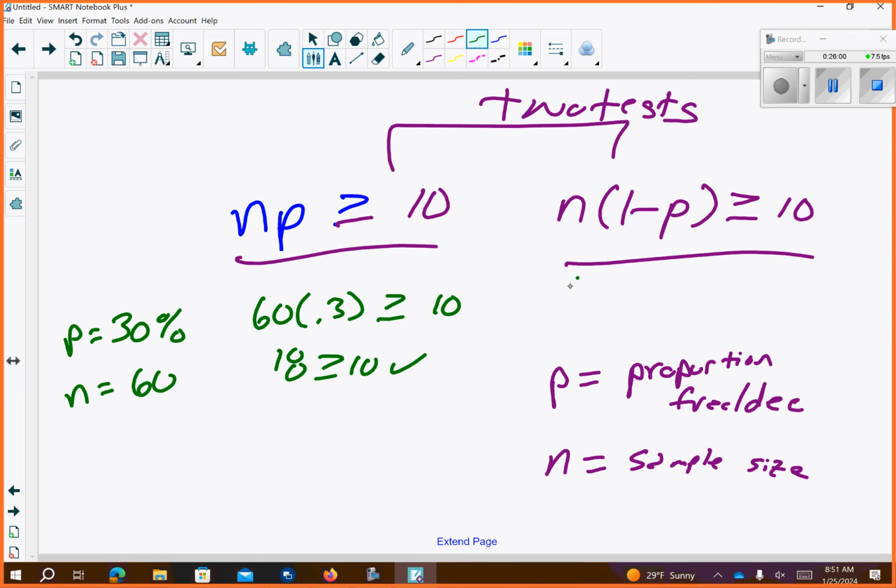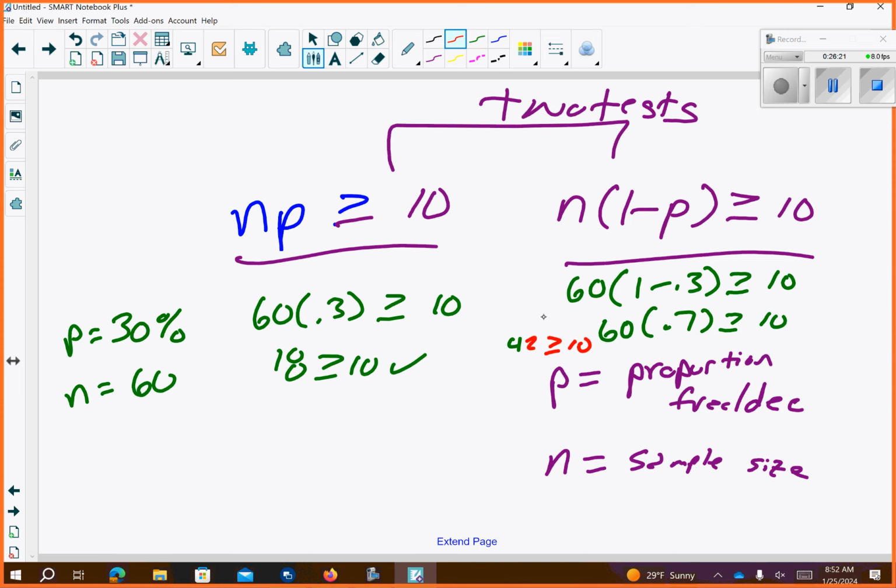Then I do the same thing here: 60 times 1 minus 0.3, which is 0.7. Is that greater than or equal to 10? That means is 42 greater than or equal to 10? It checks in both situations for our sample size. That basically means this is checking whether my sample size was large enough to conclude that this could work. It's just a matter of plugging into those two equations. They're relatively easy.